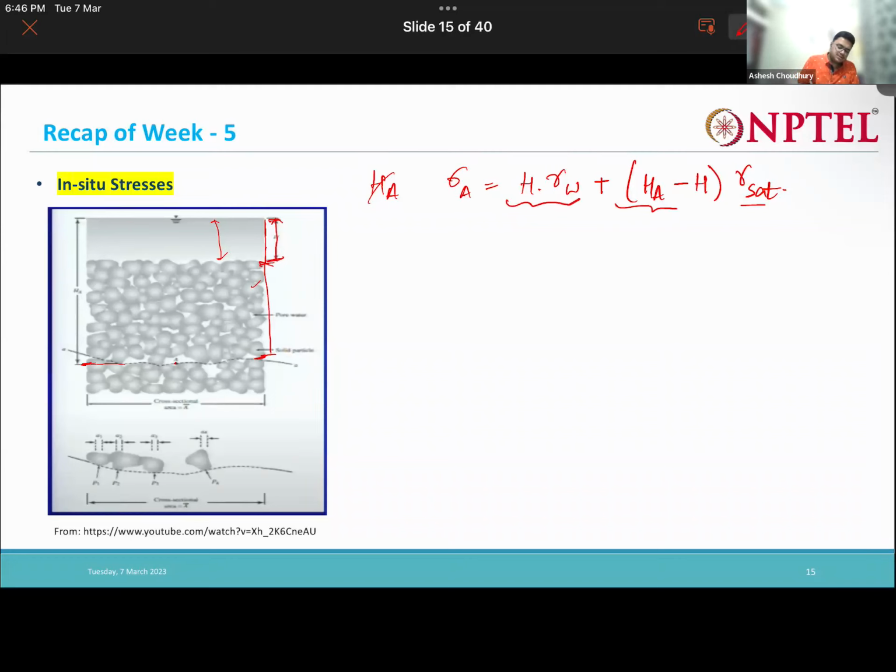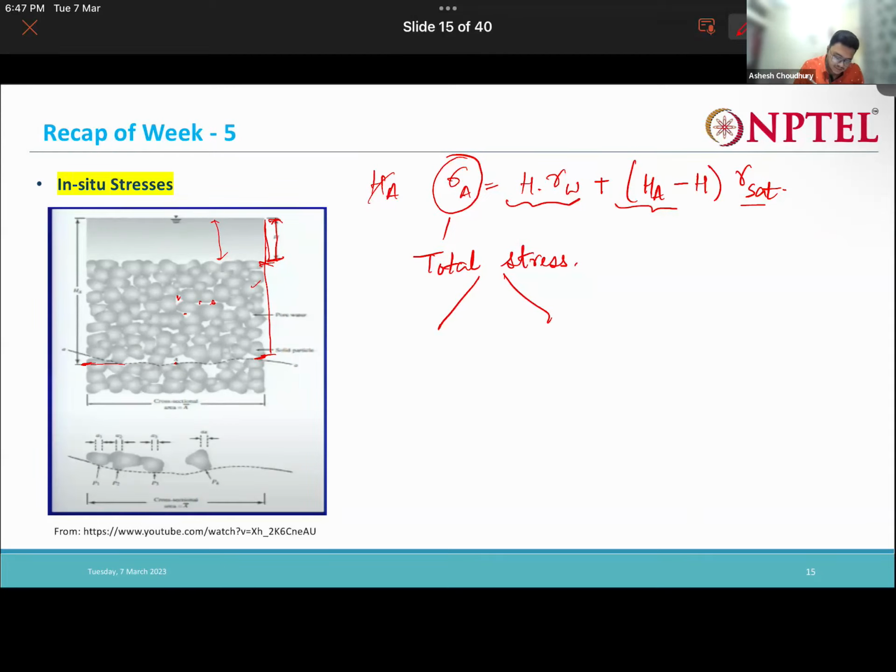Now this total stress can actually be divided into two parts. One is the portion that is carried by the water. Okay, so there is water in the pores. Because the soil is completely saturated, water will be there in the pores. So due to this, some of the stress will actually be carried by the water.